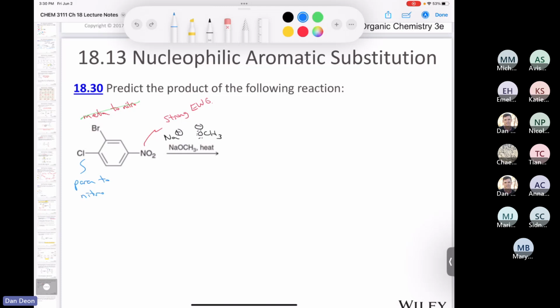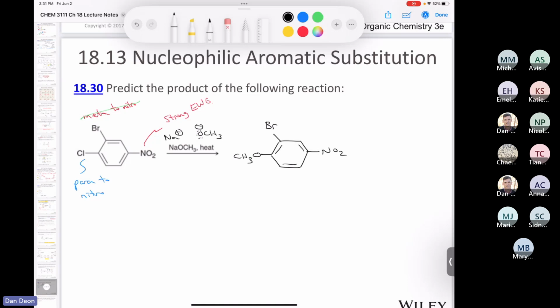So we're going to get our nucleophilic attack, loss of leaving group, and of course it's going to proceed through the Meisenheimer complex. And so we end up with our nitro group and our bromine untouched, and then we install our methoxy group. So there you go, a new way to make an ether.